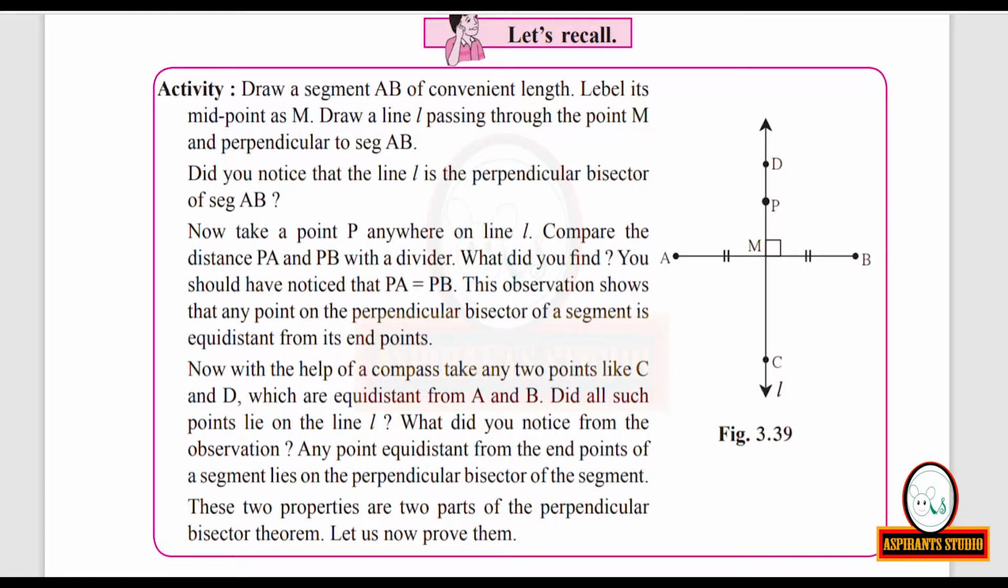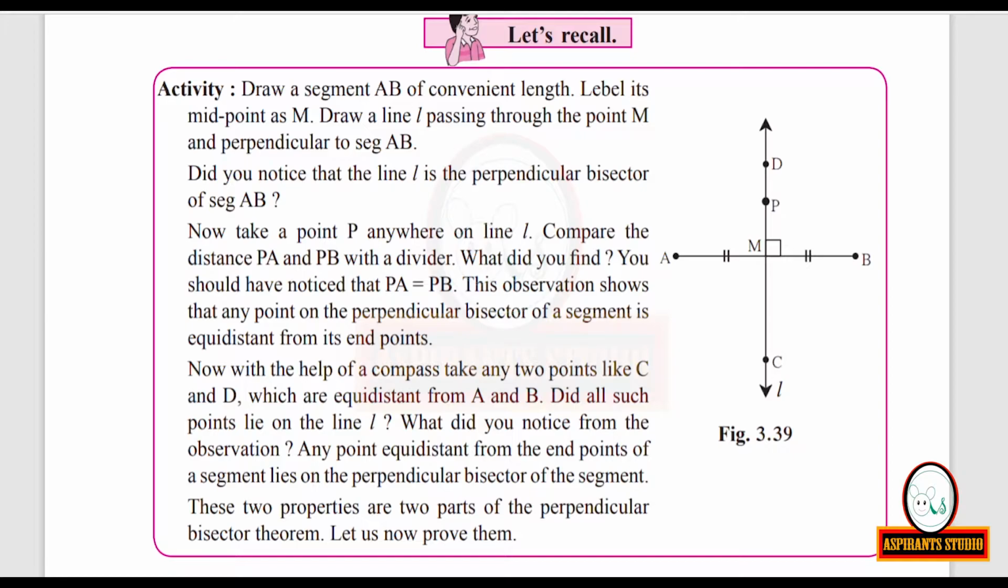Did you notice that the line L is perpendicular bisector of segment AB? Now take a point P anywhere on line L. Compare the distance PA and PB with a divider. What did you find? You should have noticed that PA is equal to PB. This observation shows that any point on the perpendicular bisector of a segment is equidistant from its end points.